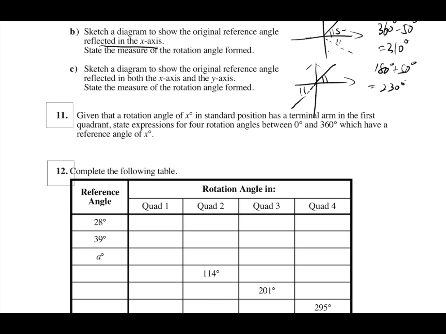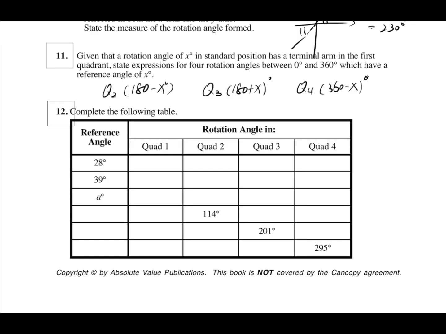state the expression for the 4 quadrant angles between 0 and 360 which have a reference angle of x. So quadrant 2 is like this one, and quadrant 3 is like this one, and quadrant 4 is. Now for the last one, we have the reference angle, we need to find the rotation angle. Okay. Then I will give the formula: A, 180 minus A, 180 plus A, and 360 minus A. Okay. And for the others, you can check the answers by yourself.